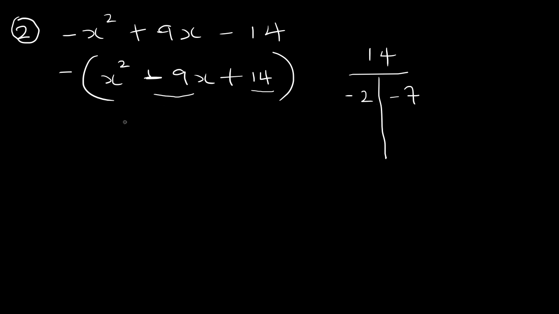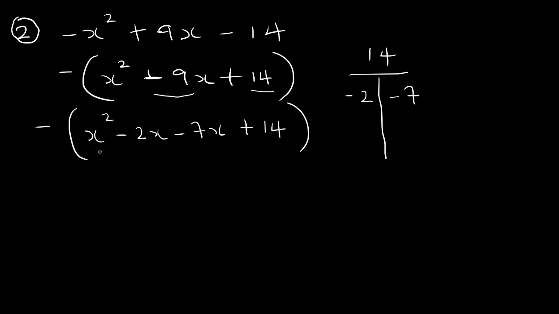So we'll come back here, x squared, we're going to replace minus 9x with minus 2x and minus 7x. So that becomes minus 2x minus 7x, then plus 14.